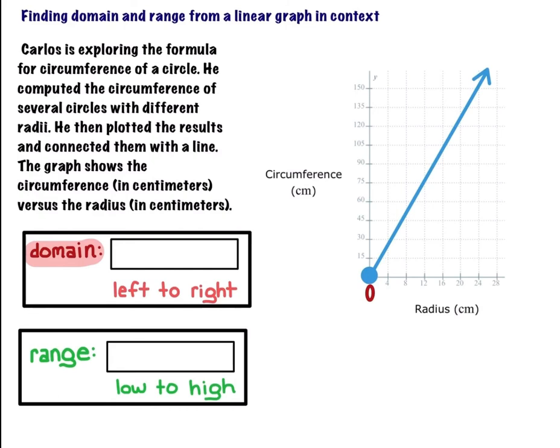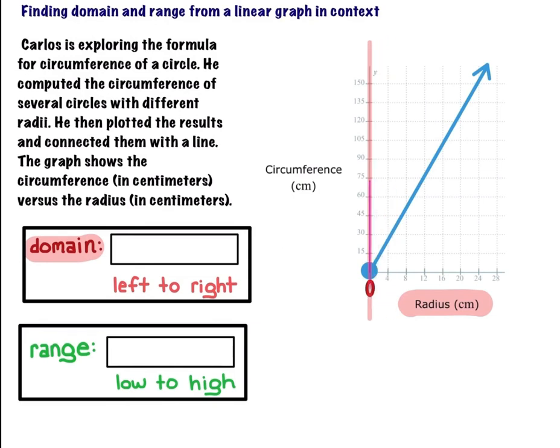To find domain, we want to determine the possible x's. The furthest we can go left in this graph is 0, but I can move to the right forever, so my x's are bigger than or equal to 0.